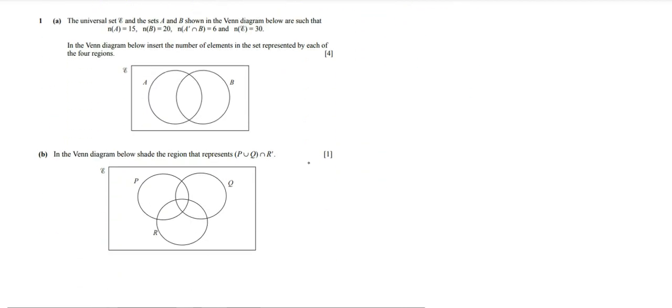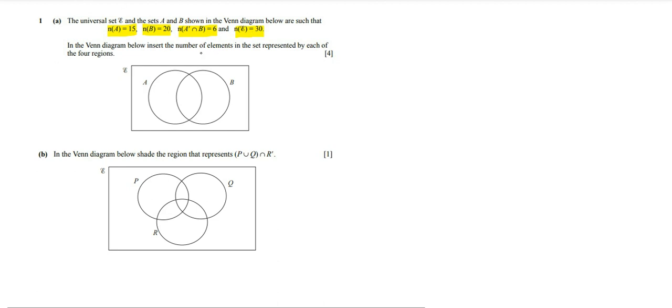Last question before I sign off. The universal set E and the sets A and B are shown in the Venn diagram below such that the number of A is 15, number of B is 20, and the number of A prime, or A complement, intersecting B is equal to 6. It also tells us that the number of E, the universal set, is 30. So in the Venn diagram below, insert the number of elements in the set represented by each of the 4 regions. Okay, this is a little more fun. Good break from the boring questions before this.